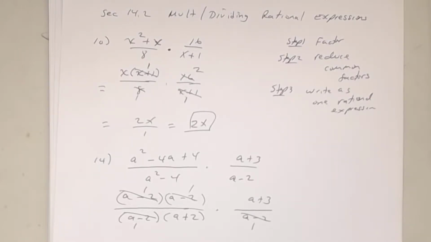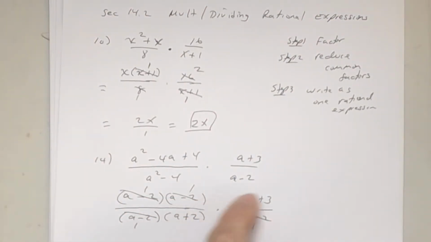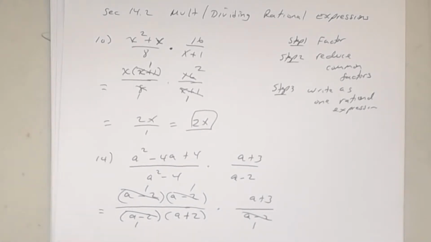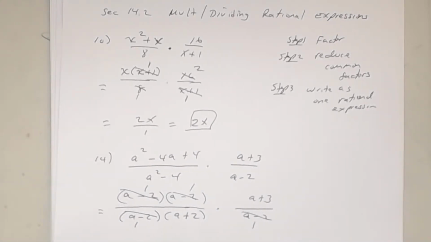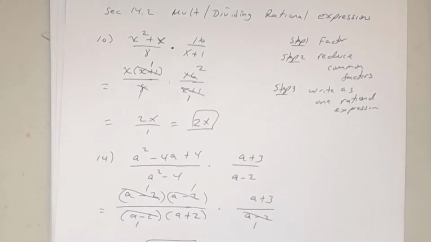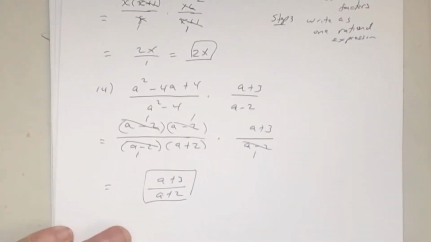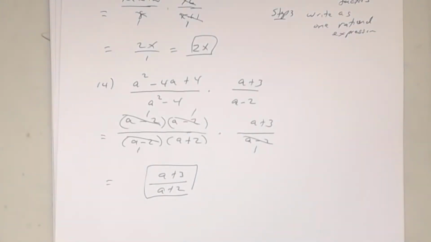Will that reduce anything down there? No. So you're done. You just write one fraction. 1 times a plus 3 is what? A plus 3. 1 times a plus 2 times 1 is what? There's your answer. So a plus 3 divided by a plus 2. That's all it is. Very simple.